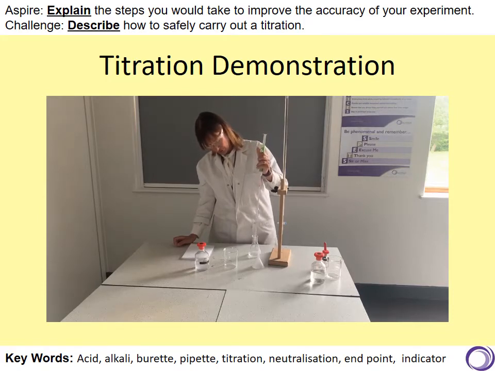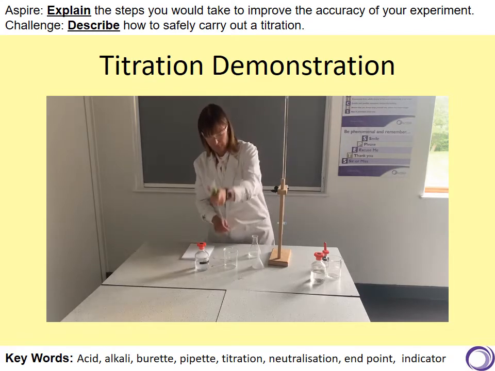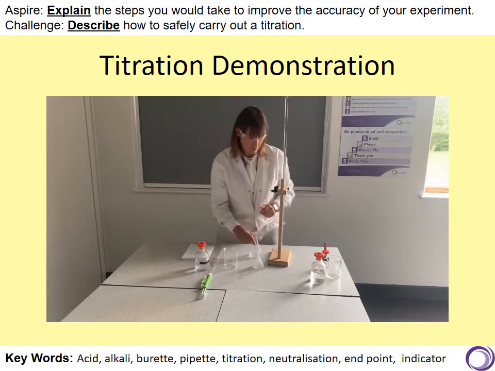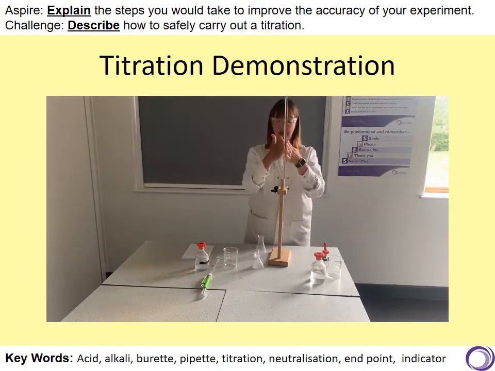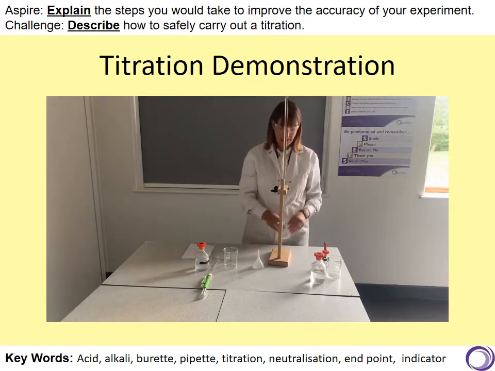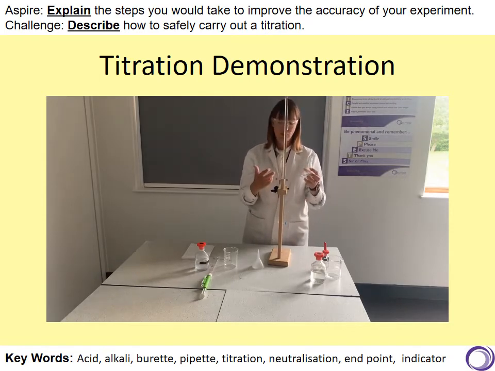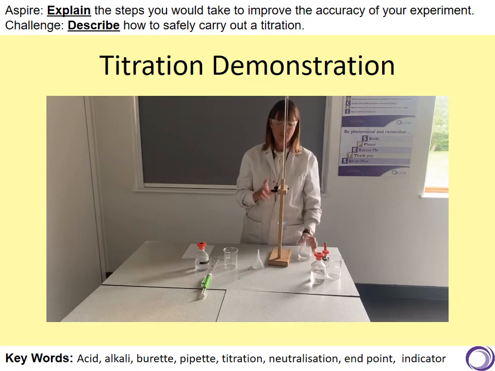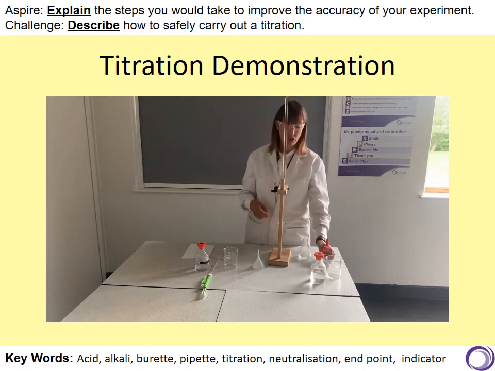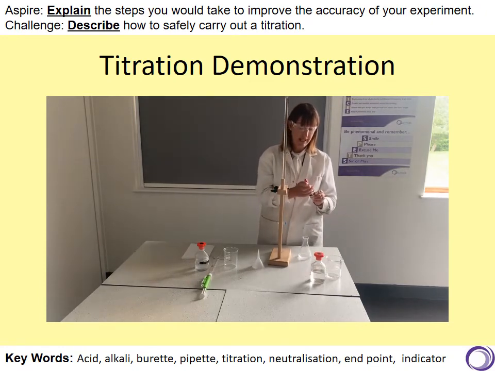When you get to the end, you're going to touch the last drop off the end of the pipette. Okay. Right, so I've now got my acid and my alkali, and it's a neutralisation reaction. You will notice that both of these liquids are colourless, so I need some way of knowing when I've reached neutral. And what I do is I add an indicator.